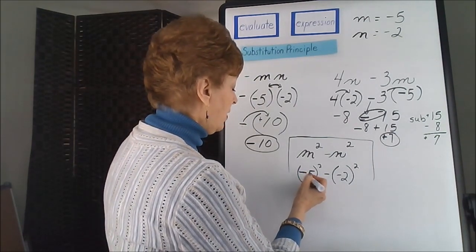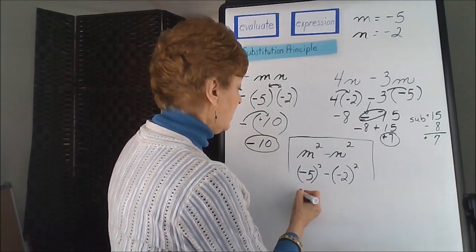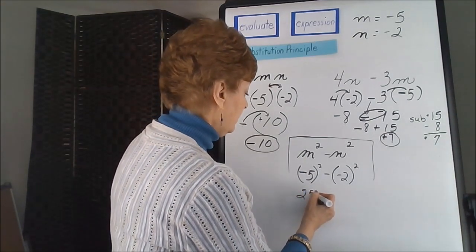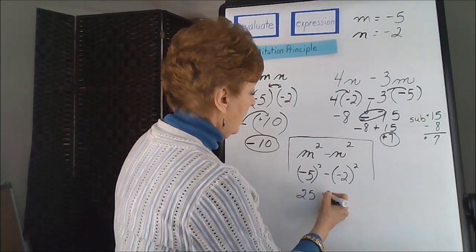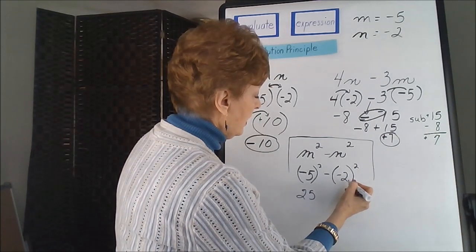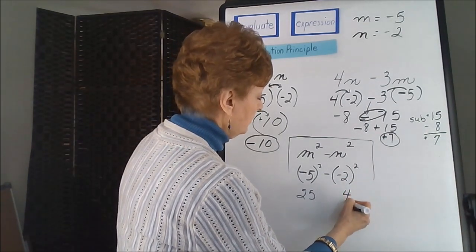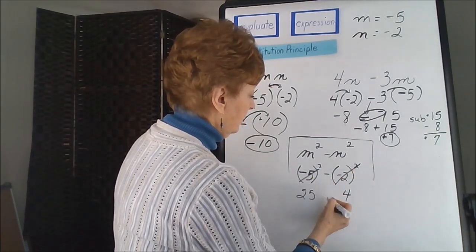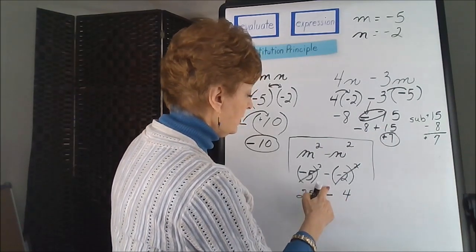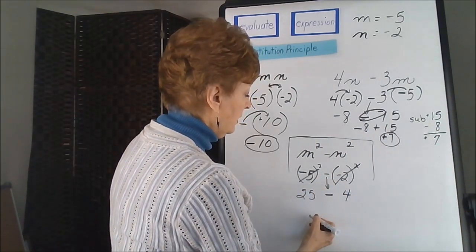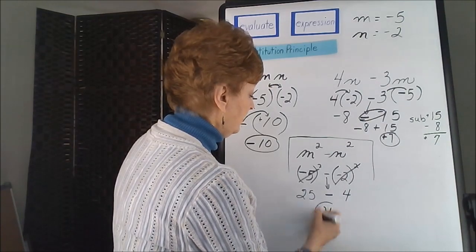Negative 5 times negative 5 is a 25. And negative 2 times a negative 2 is a 4. And now we only have this negative sign to drop down into our problem. 21 is the answer.